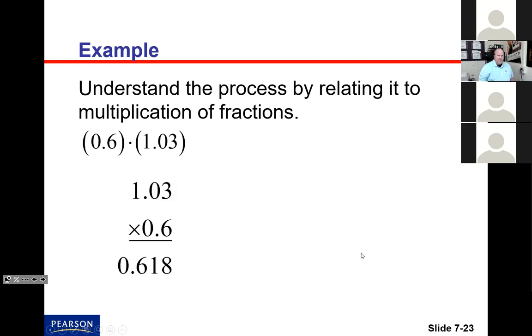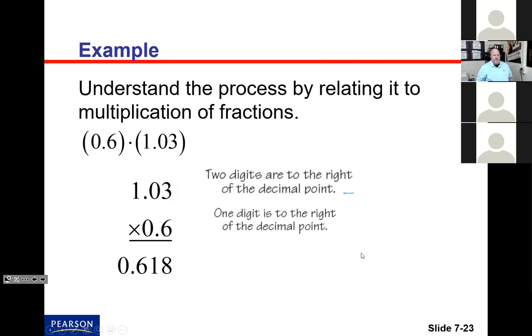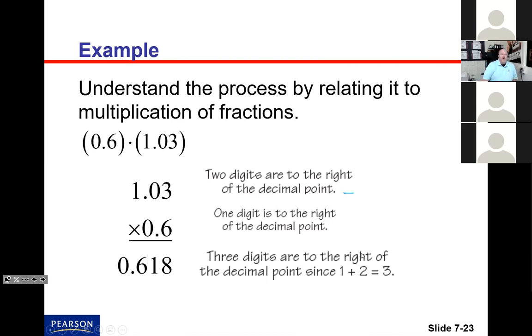Okay, so let's put it all down here. You stack them on top of each other, and you ignore the decimals. Remember that? You would completely ignore the decimals for the first time. So then what you do, right? You go your 6 times your 3, your 6 times your 0, your 6 times your 1, and then do your 0 times the 3, 0 times the 0, 0 times the 1. You stack them and then you add them, right?